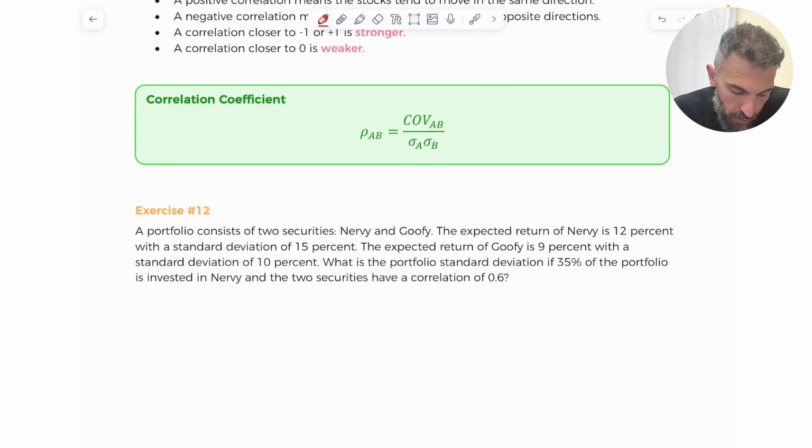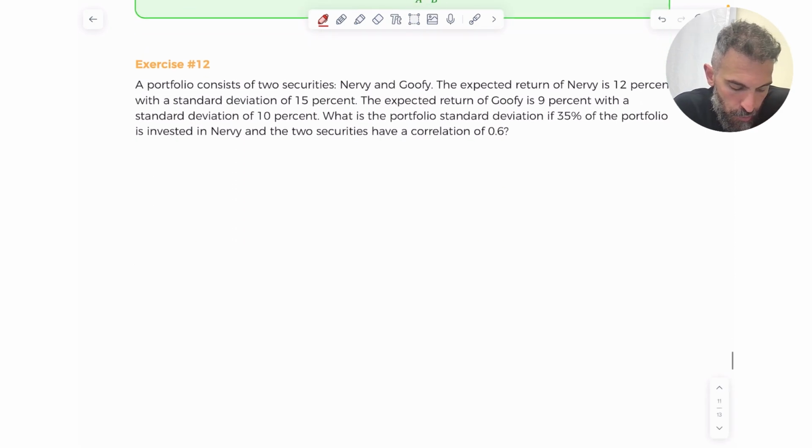So let's solve this question. A portfolio consists of two securities, Nervy and Goofy. The expected return of Nervy is 12% with a standard deviation of 15. The expected return of Goofy is 9% with a standard deviation of 10. What is the portfolio standard deviation if 35% of the portfolio is invested in Nervy and the two securities have a correlation of 0.6? Now, in this question, you're not being asked to solve for the correlation coefficient.